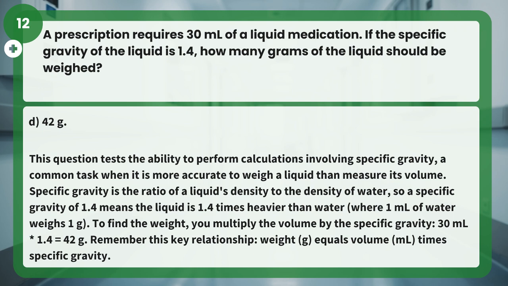To find the weight, you multiply the volume by the specific gravity. 30 milliliters times 1.4 is equal to 42 g. Remember this key relationship: weight, g, equals volume, ml, times specific gravity.